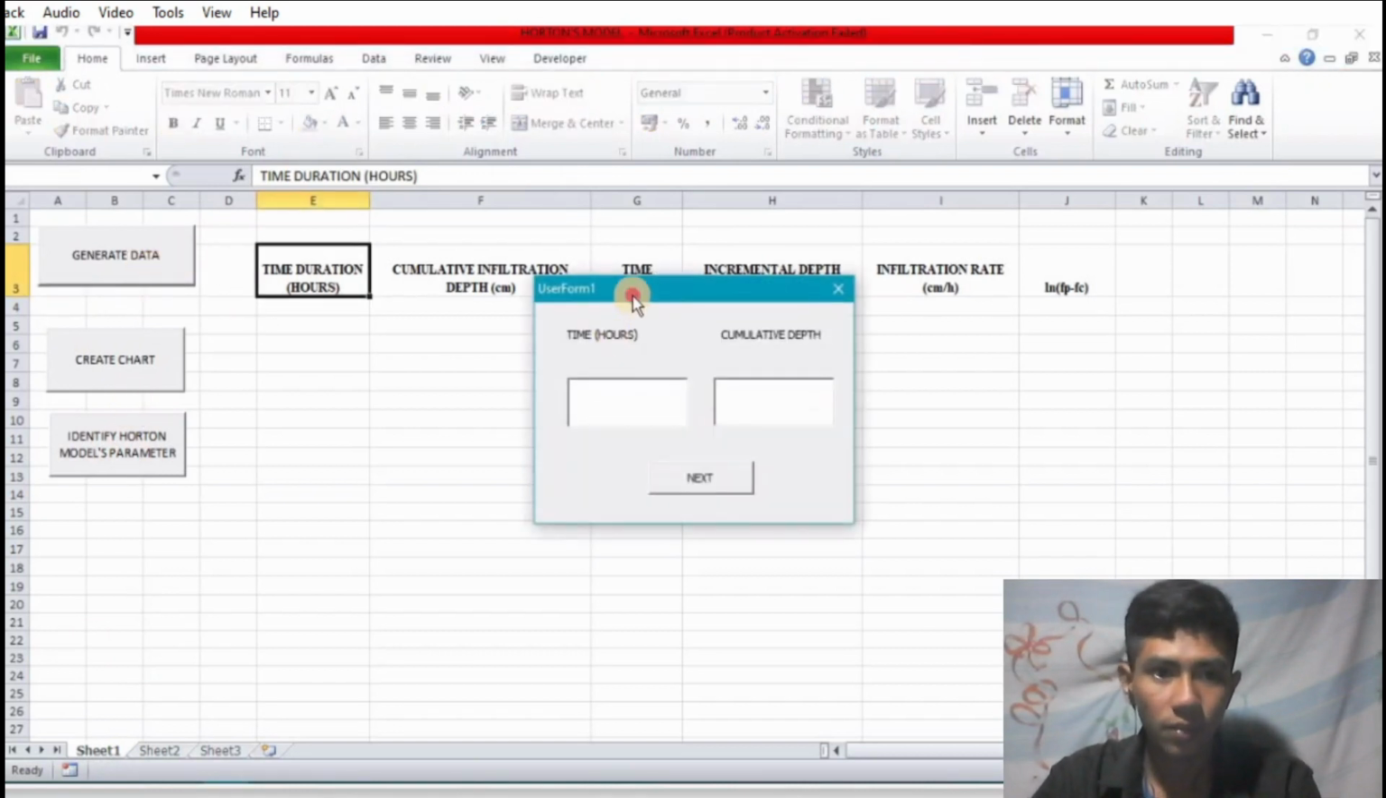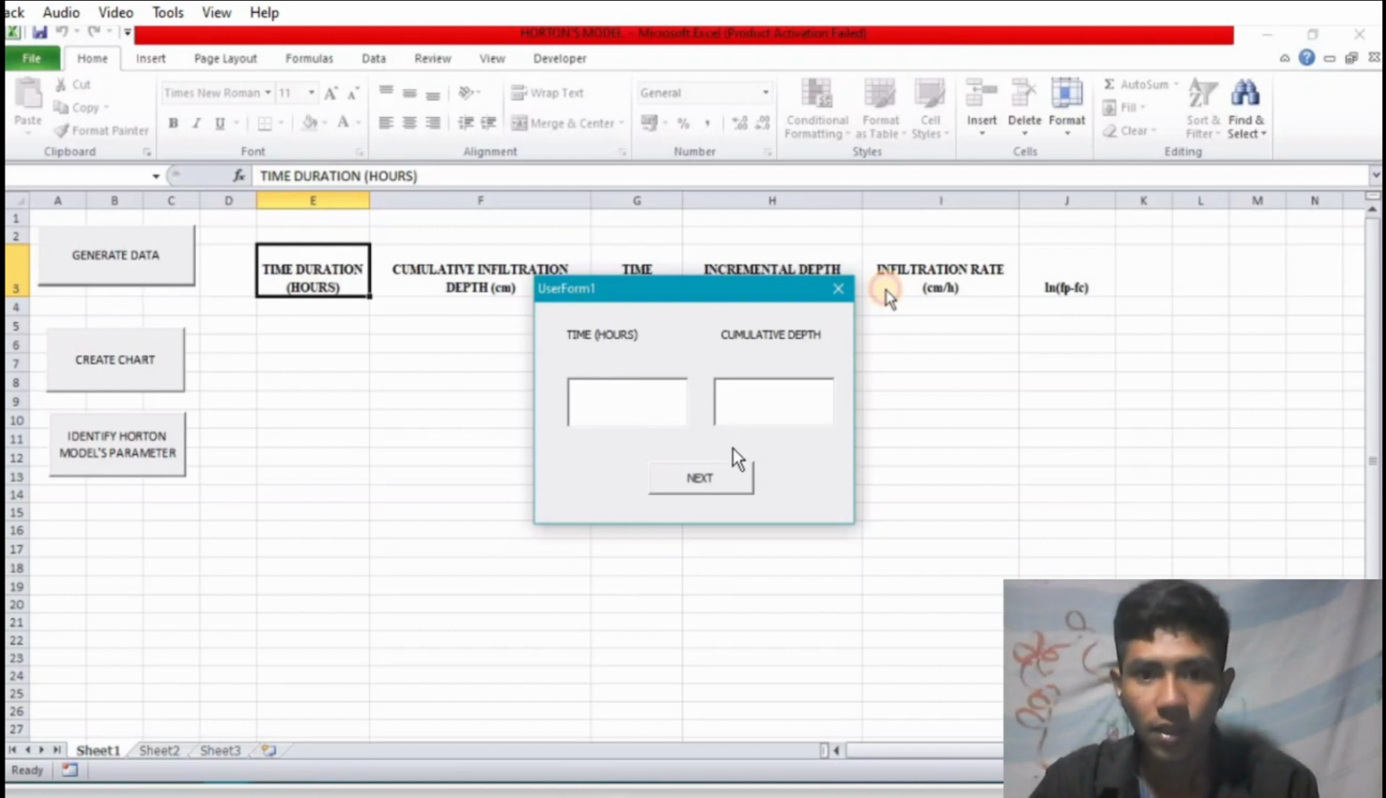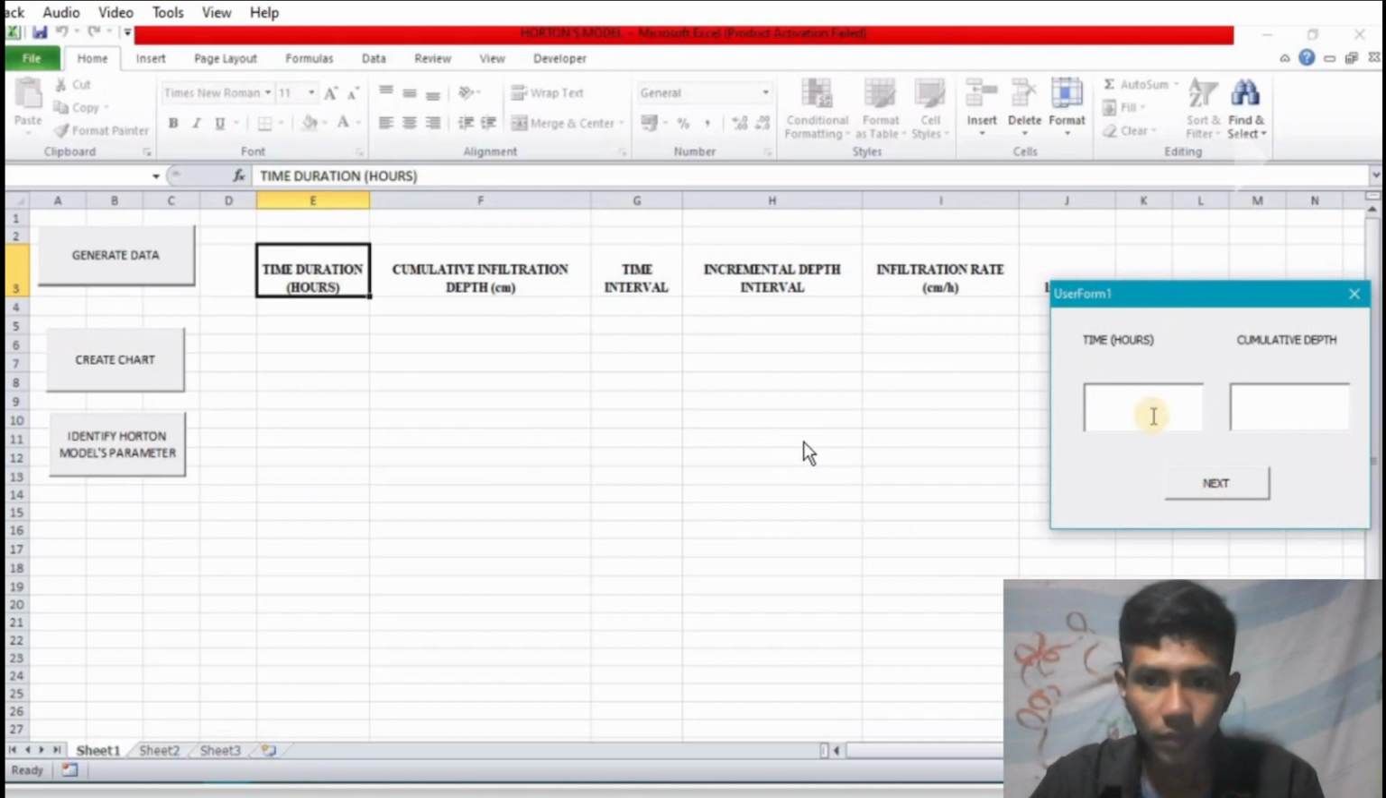So first, generate data. Kasi kung mag-real time akong present itong Excel, these user forms cannot be shown on the screen for some reason that I can't understand. And so I chose to pre-record it before showing it to you, okay? So just inputting data, okay? Let's forward a little.